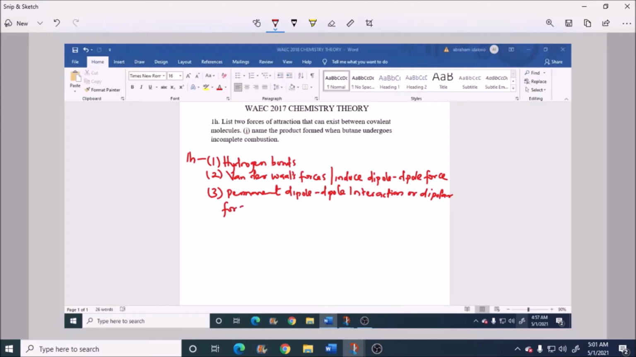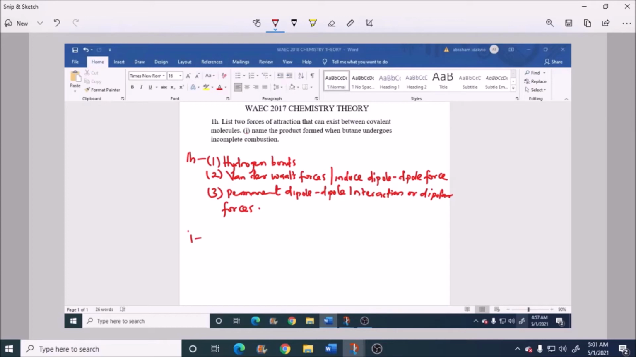Then don't forget that we are just asked to list only two, so we can choose out of the listed 3 forces that exist between covalent molecules. We have van der Waals forces, which is induced dipole force. Then we have number 3, permanent dipole interaction or dipolar forces. So we can just pick any 2 out of them.